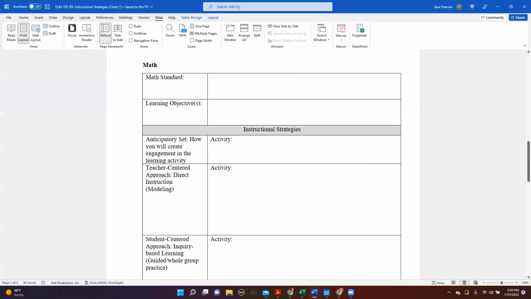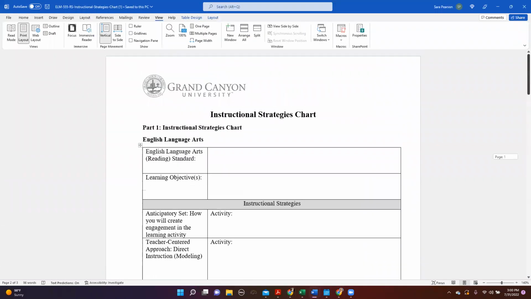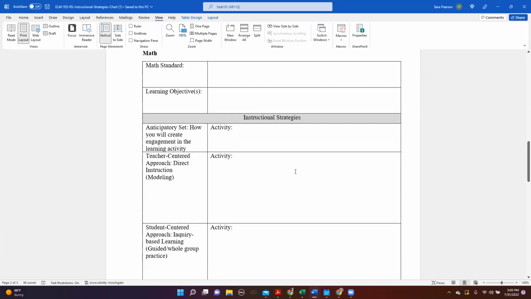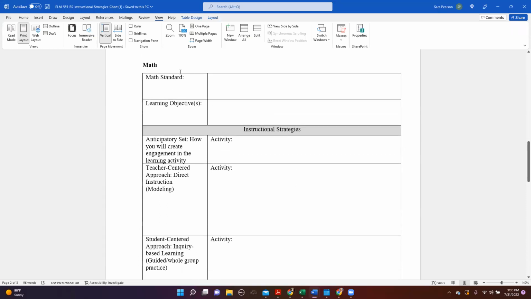Okay, so here's the chart. It has both an English language arts instructional strategy and then a math one. And so for each of these, you're going to choose a math standard and a math objective. You're going to write a math objective related to that standard.